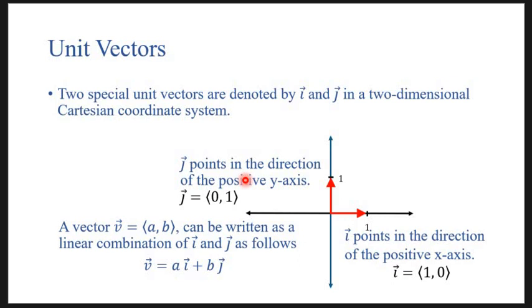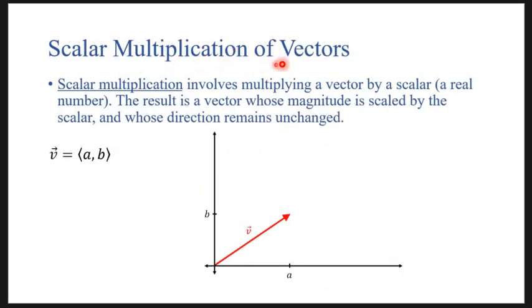Let's define vector scalar multiplication, the scalar multiplication of vectors. So here we say that scalar multiplication involves multiplying a vector by a scalar, which is just a real number. The result is a vector whose magnitude is scaled by the scalar and whose direction remains unchanged. So for instance, let's look at the vector 2v. Well, here's the vector v, which has components a and b. If I wanted the vector 2v, I just multiply 2 times vector AB. So 2 is the scalar, AB is the vector. All I have to do is multiply both components by 2.